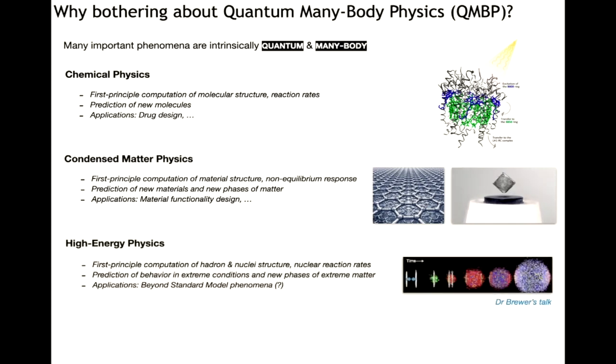And finally, also in the context of high energy physics, solving the many-body problem would give us first principle computation, for example, of hadronic structure, nuclear matter, or nuclear reaction rates, and this would give us the opportunity to predict the behavior of matter in extreme conditions of temperature and pressure, for example, in the early universe dynamics, or in the inner of stars, or in relativistic heavy ion collisions, as you heard in the previous talk by Dr.